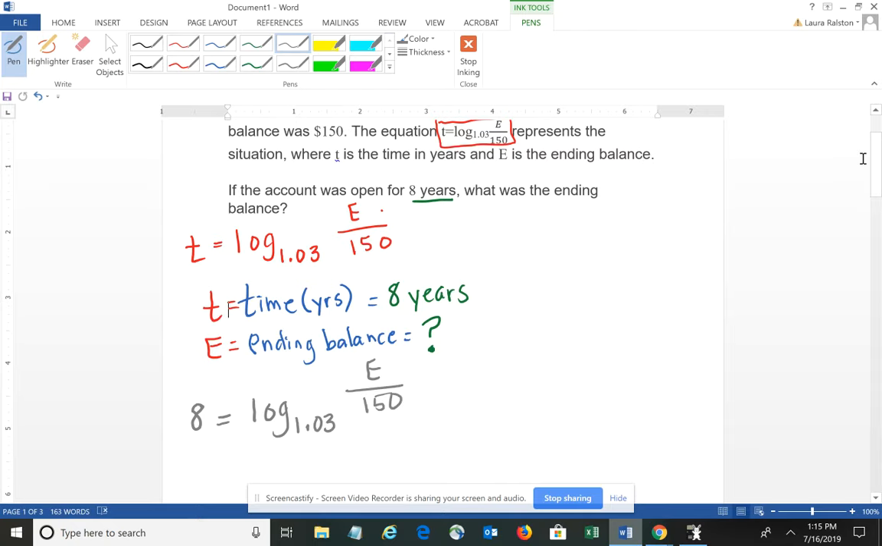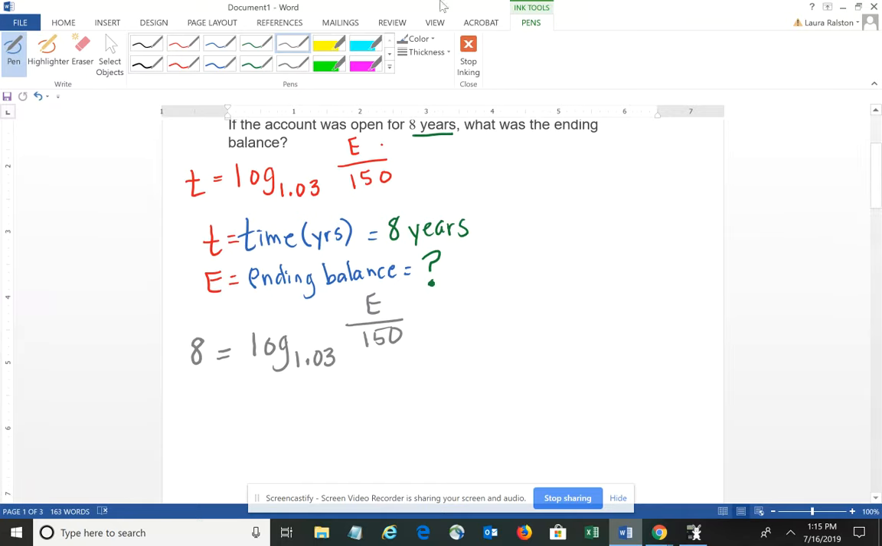And I'm ultimately trying to solve for E, which means I want to get the E by itself. To do that, I need to eliminate the log. The inverse function of a logarithm is an exponential of the same base. Well, the base here is 1.03. So I'm going to use a base of 1.03 and raise it to the 8th power, base 1.03, of log base 1.03 of E divided by 150.